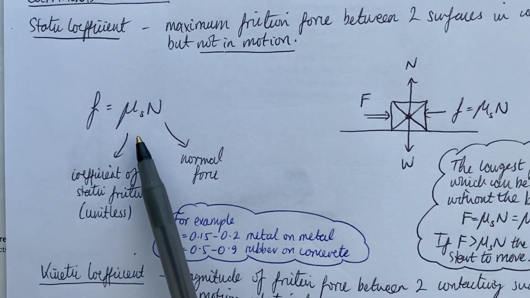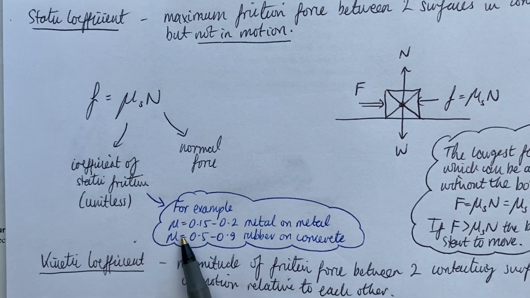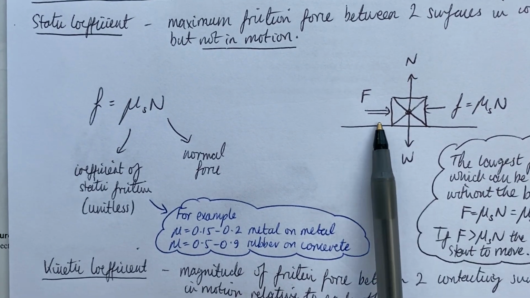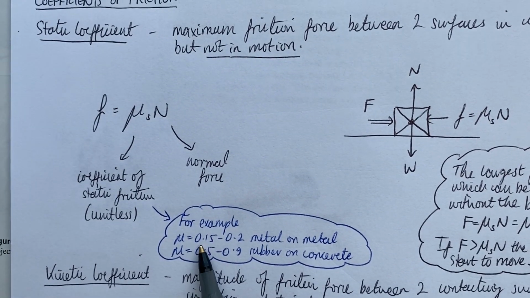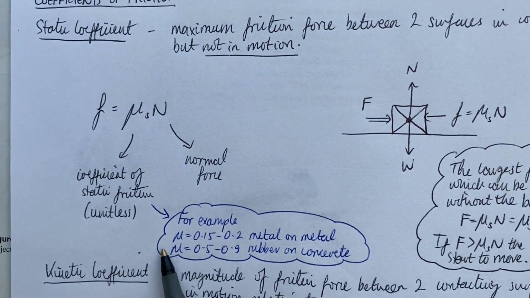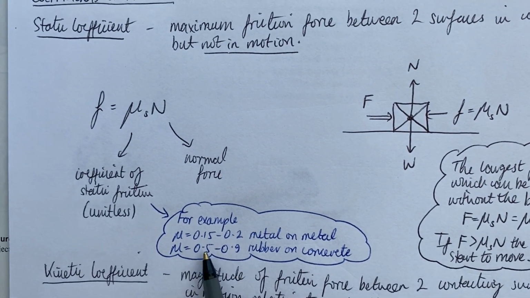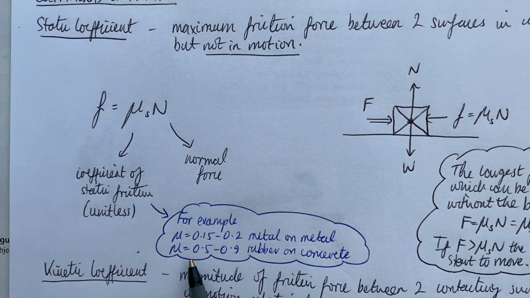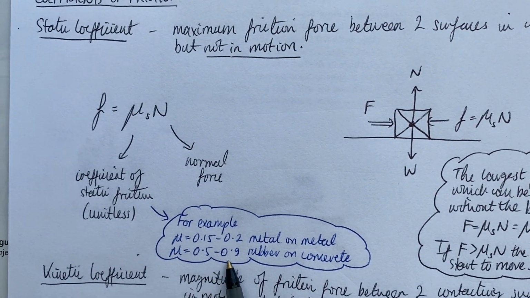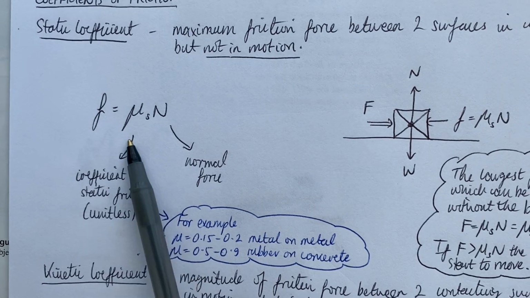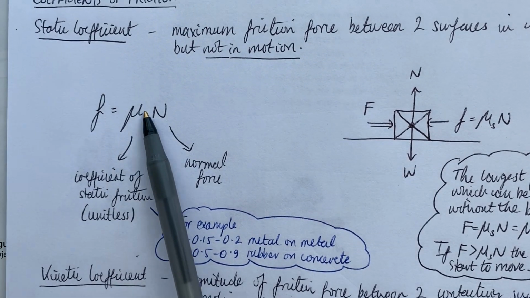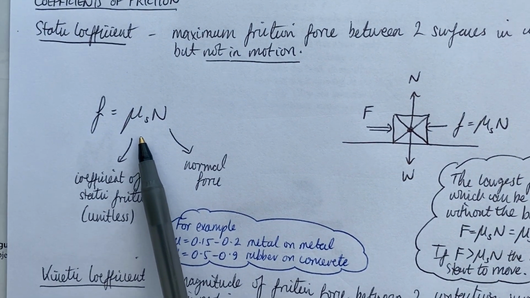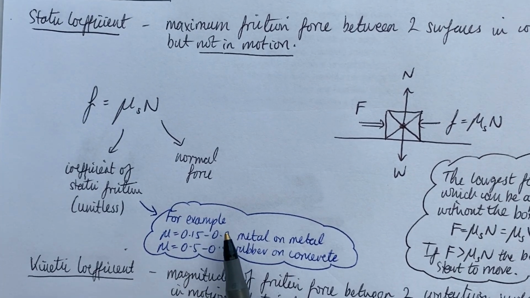So just to put some numbers on this coefficient here, for example, if we have a metal on metal surface interaction, then we're looking at numbers around 0.15 to 0.2. But if we're dealing with a racing car going around a corner, for example, then rubber on concrete or asphalt will be somewhere in the region of 0.5 to 0.9. So these coefficients of static friction will be between 0 and 1 based on how smooth the corresponding surfaces are.